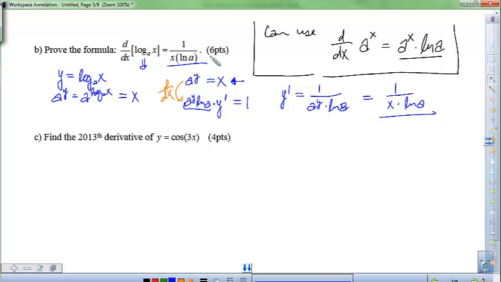And so that is the formula. And we've proved it using the chain rule and using what we know about the exponential derivative.